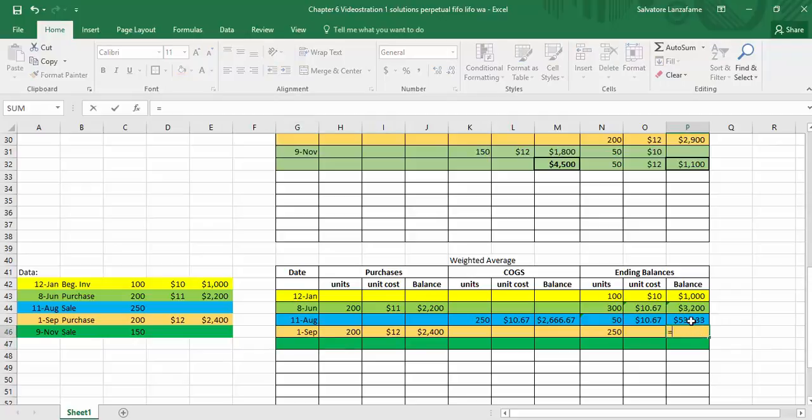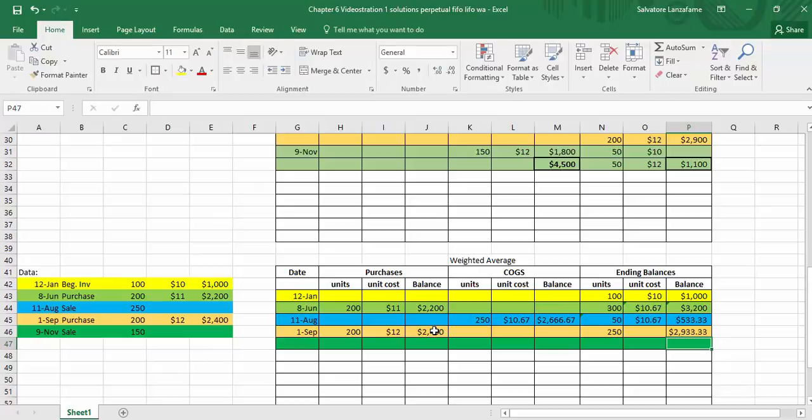Take our old dollars and add our new dollars, and we're up to 2,933.33. Let's now do the division. 2,933.33 divided by 250 units, and now our average inventory unit cost is approximately $11.73. Notice how the value of the inventory is increasing because it's costing us more to acquire the inventory. So again, we're in an inflationary scenario here, so not unusual for this to be happening.